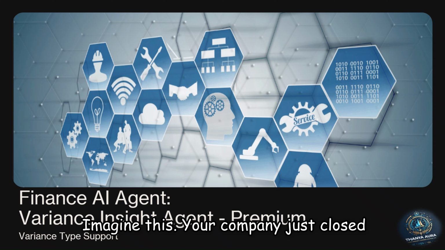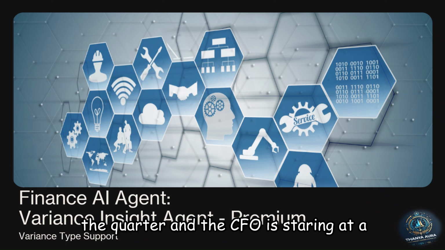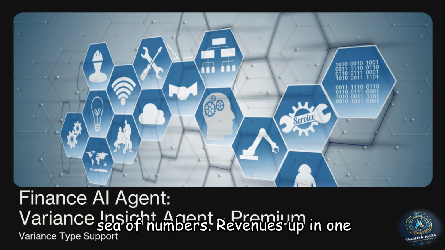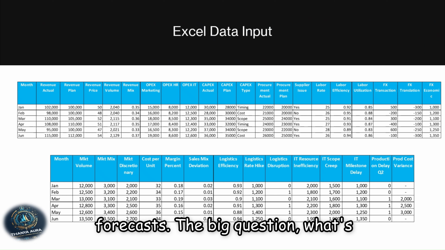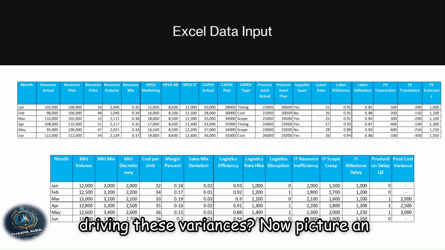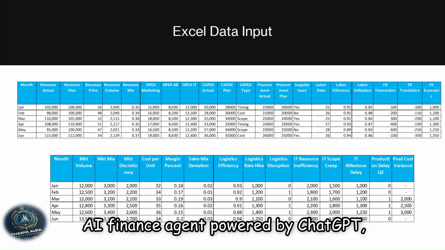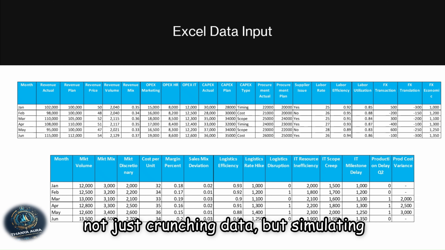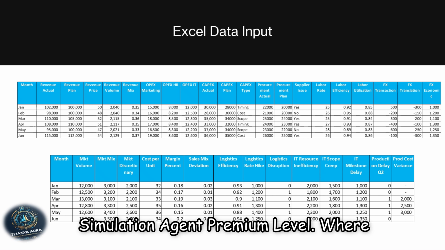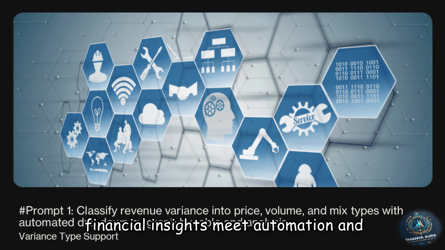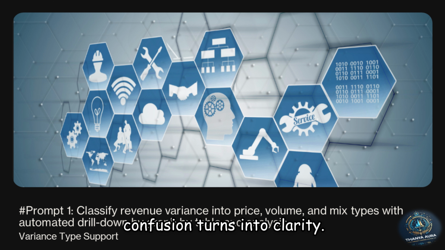Imagine this. Your company just closed the quarter, and the CFO is staring at a sea of numbers, revenues up in one region, costs ballooning in another, exchange rates wreaking havoc on forecasts. The big question, what's driving these variances? Now picture an AI finance agent powered by ChatGPT, not just crunching data, but simulating and classifying every variance with precision. Welcome to the Variance Simulation Agent, premium level, where financial insights meet automation and confusion turns into clarity.